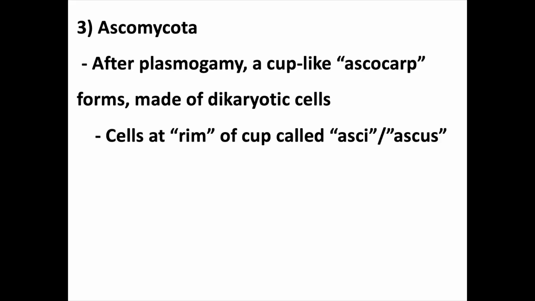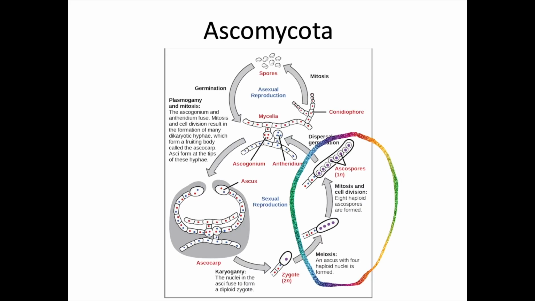So in Ascomycota, again, not going through the entire life cycle, just highlighting the part that's a little different. After plasmogamy occurs, a cup-like ascocarp forms that's entirely made of dikaryotic cells. Cells at the rim of this cup are called asci or ascus. It's the plural and singular. So at the ascus cell in the ascocarp, we finally get 1 + 1 = 2. We finally get karyogamy to form this diploid zygote. Then we have meiosis, and at this point we're starting to count things.